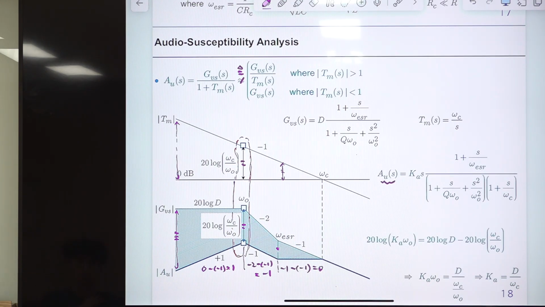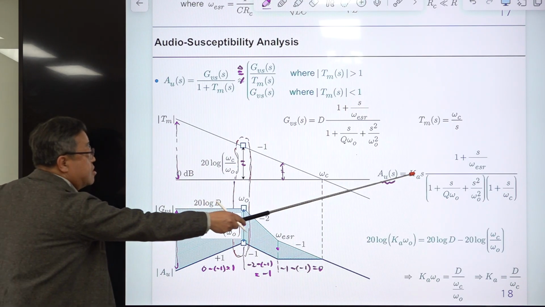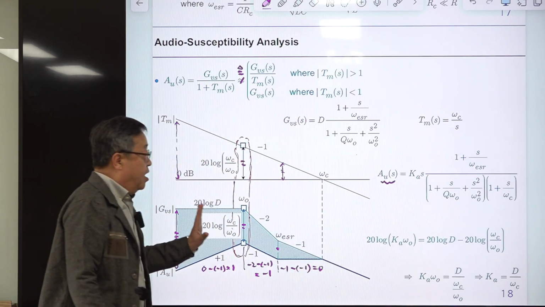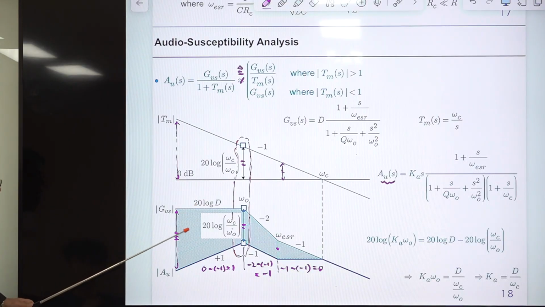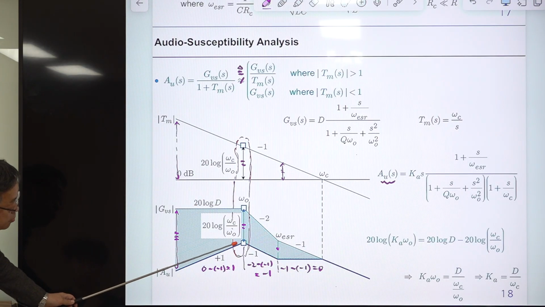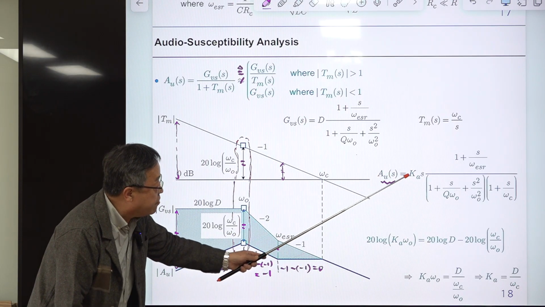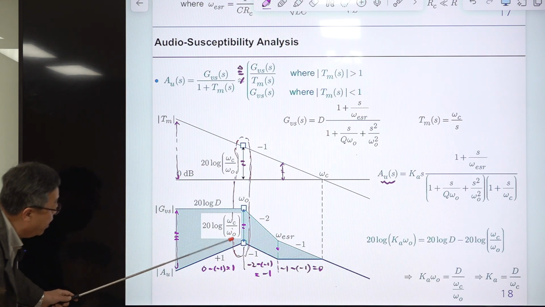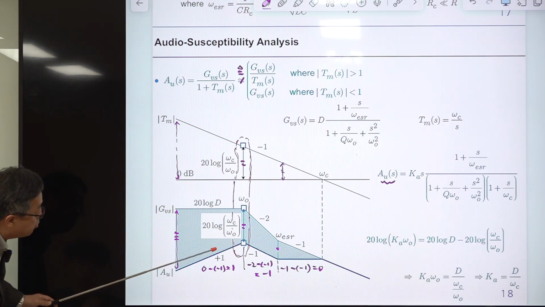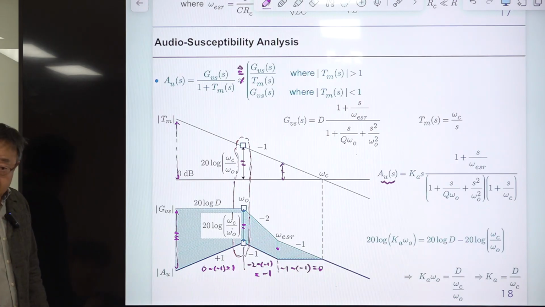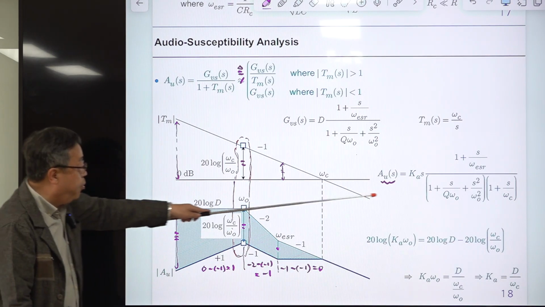Based on this asymptotic plot, you generate this. When constructing this transfer function, I said start from the low frequency, and low frequency slope is +1. This is a differentiation. So you have s here, and this is the gain of differentiation. At this point, the slope is changed from +1 to -1. That means there is a double pole. So there is a double pole.